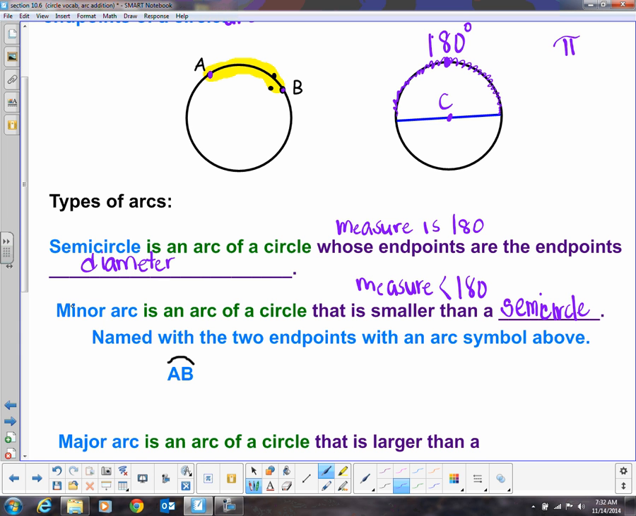Now, if we have a minor arc that's less than 180, it's named with its endpoints, with an arc symbol above. So this would be arc AB. If I put a C over here, we would have arc AC. I could even talk about arc CB because that's less than 180. And arc AC is the same thing as arc CA. Arc BC is the same arc as CB.